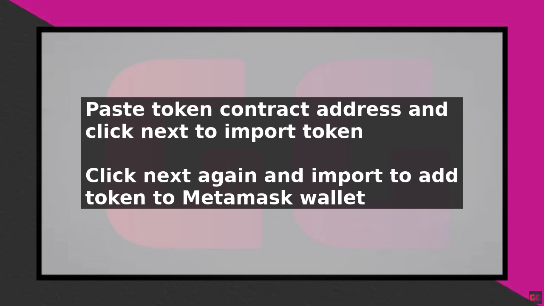Return to MetaMask. Paste the token contract address and click Next. The token symbol will automatically be set to Atok, and the token decimal will be 18. Click Next again. Then Import, and the token will be imported to your MetaMask wallet. You can now view it on your home screen under Atok.